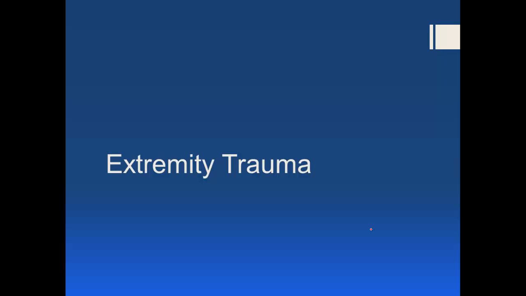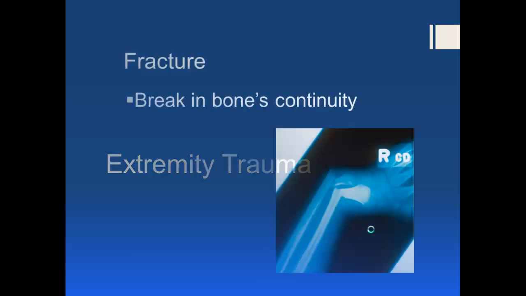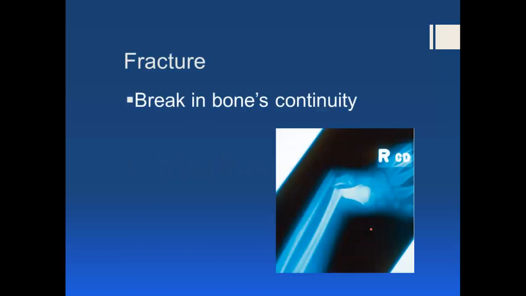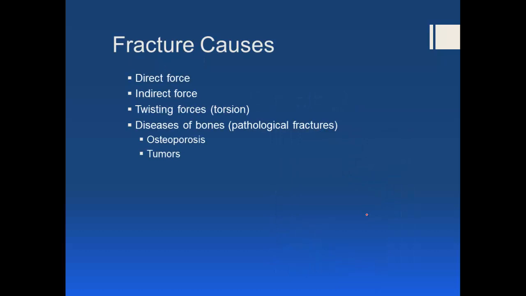I'm going to talk now about trauma, extremity trauma associated with the system. So a fracture. The definition of a fracture is that it is a break in the bone's continuity. And you can see in this picture, this is a nice Colles fracture. For fracture causes, you can have either a direct force, an indirect force, a twisting force, or a torsion. You can have diseases of bones, which we basically call pathological fractures, like osteoporosis, and tumors can cause fractures.